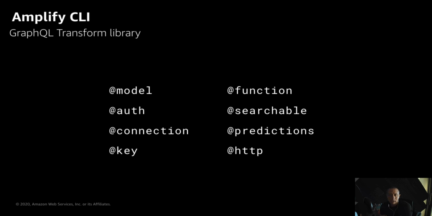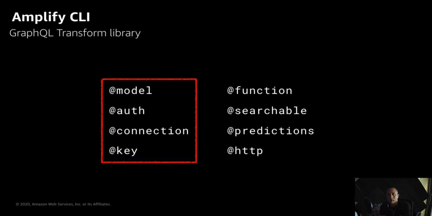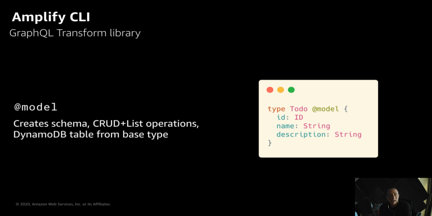But the 4 directives we're going to be focusing on today are going to be these 4 on the left. So AtModel, AtAuth, AtConnection, and AtKey. So we're going to walk through each of those really quickly.